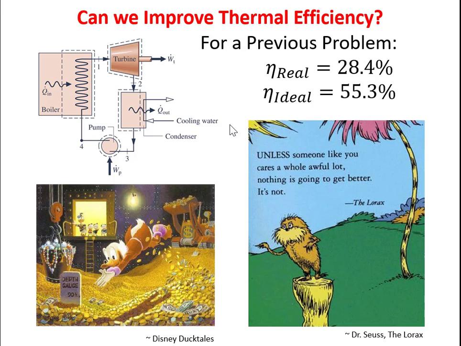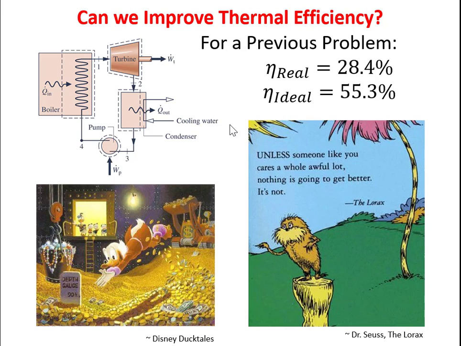So we've been talking about thermodynamic cycles. In particular, we've been looking at examples of Rankine cycles. We started with a 4-component Rankine cycle that had a thermal efficiency of around 28%. Here the ideal efficiency, or the Carnot efficiency, was 55%. So we've got room to improve.